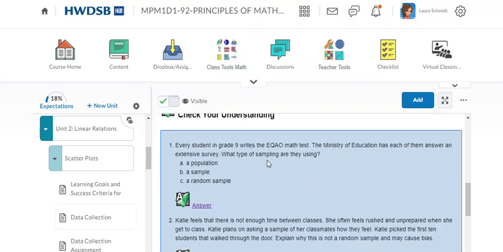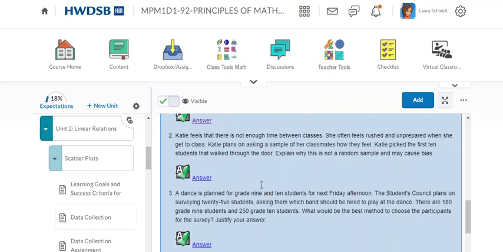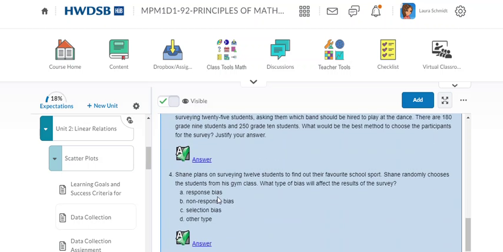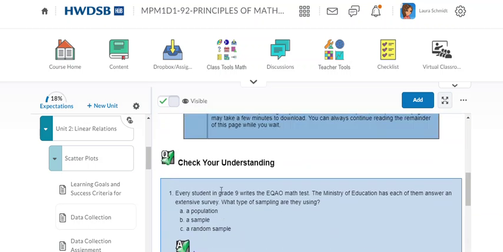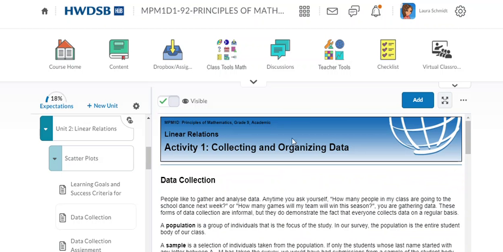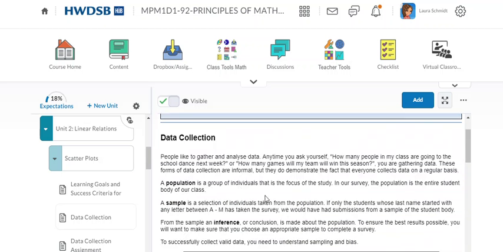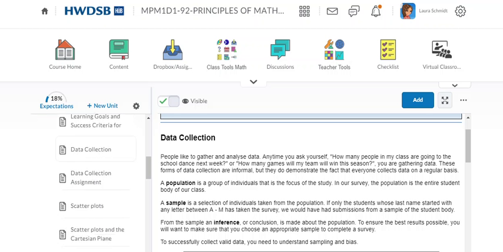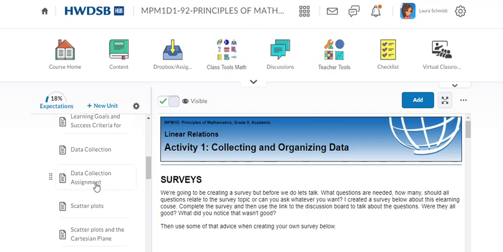Okay, and then check your understanding. You can read through this and there are answers, so you can see what you think the answer is. And there are 4 practice questions for you to try. So this is what you should do today. Just read through data collection and understand the basics of data collection. And then if you're feeling like you want to get into some math because you just had a week off, you can move on to the assignment.